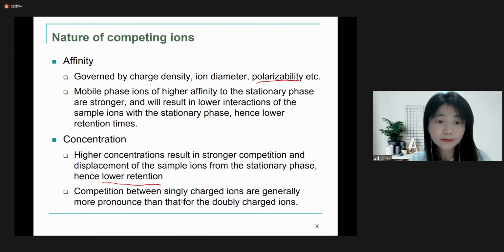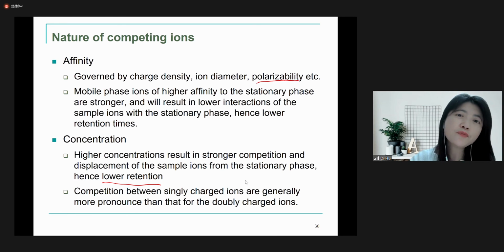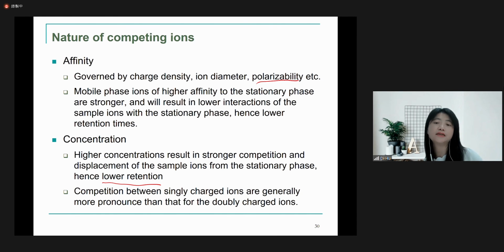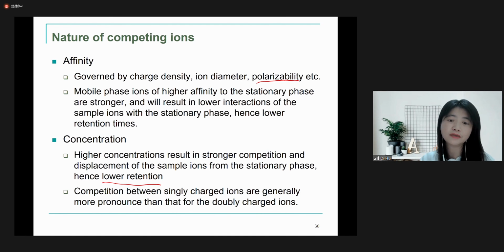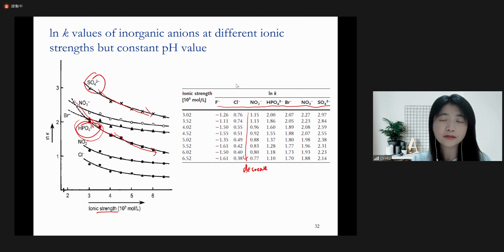You mean this one? Between adjoining more pronounced than doubly charged ions. This one may not really be expressed in the right way, so I need to rephrase it. What I want to say is the concentration influence. You see that when the ionic strength increases, the influence on the divalent ions seems to be more severe than on the monovalent ions, right?